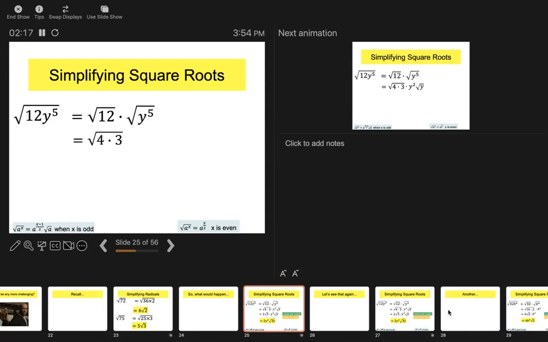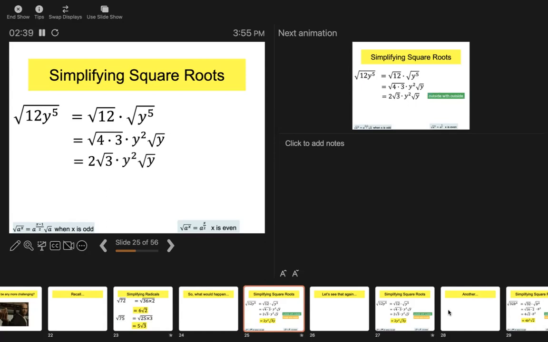Okay, cool. And y to the fifth, we follow the odd rules. So subtract 1, that's 4. Half of 4 is 2, so we get y squared and a square root of y. Now, I'm looking at the square root of 4 times 3. The square root of 4 is 2, so that would turn into 2 root 3 with that y squared and y. And now comes a new rule.